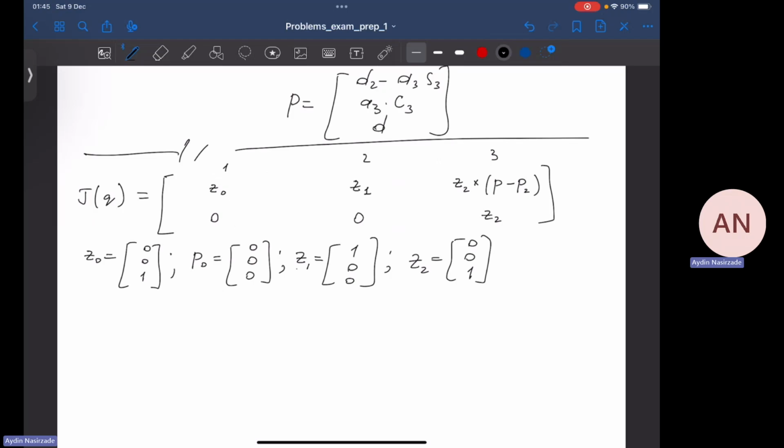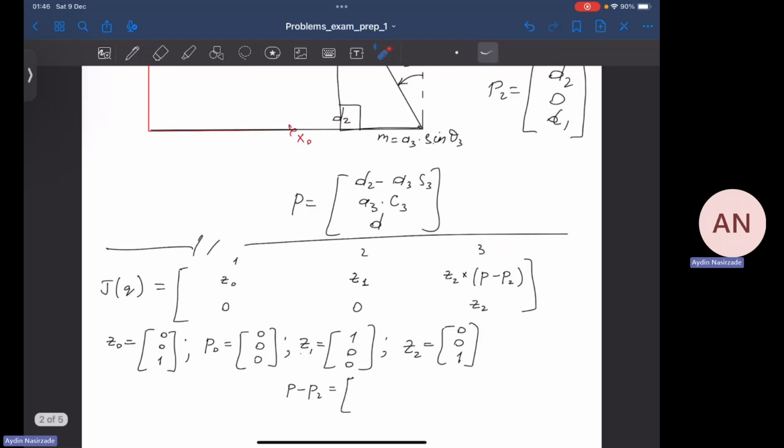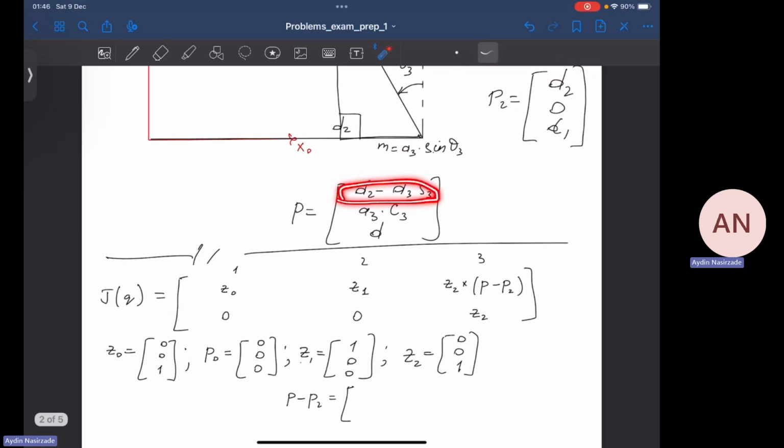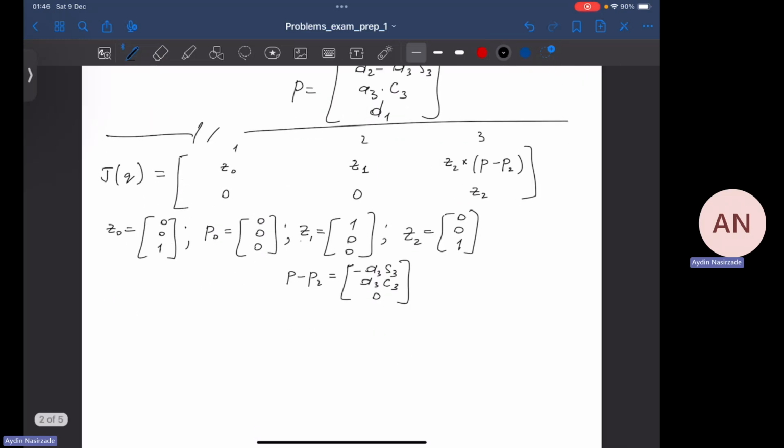Now let's try to substitute all these variables into this Jacobian matrix formula. Let me write it down here. P minus P2 is going to be equal to, so this is P, and P2 is this one, right? Element-wise we have to subtract them. So the D2s cancel. We are left with A3 sine of theta 3. Then we have this element minus 0, so we are left with A3 cosine of theta 3. And we have D1 minus D1, which is 0 for the last component.